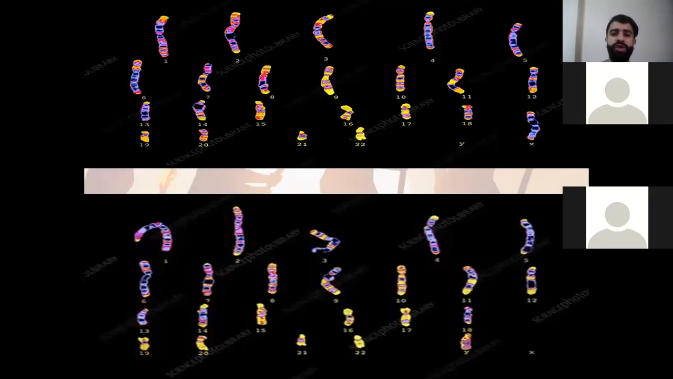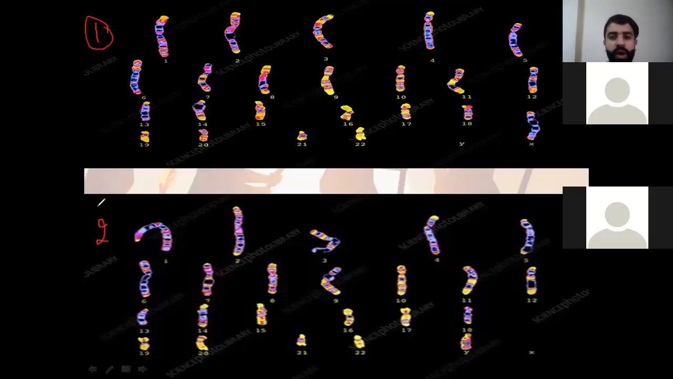And now I'm going to move to these karyotypes. These two karyotypes show one chromosome of each pair. So we have one chromosome, we don't have two chromosomes. So this is the first karyotype, and this is the second karyotype.